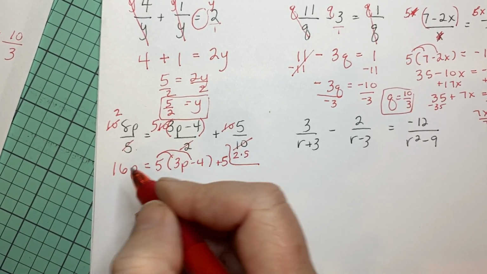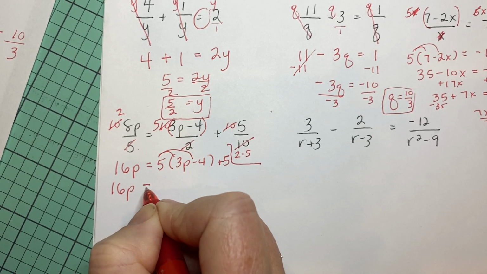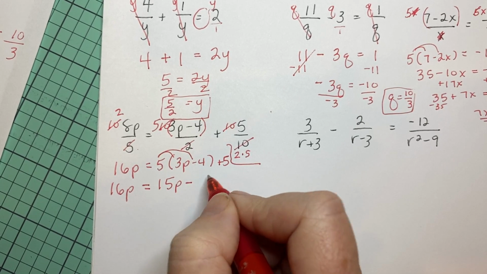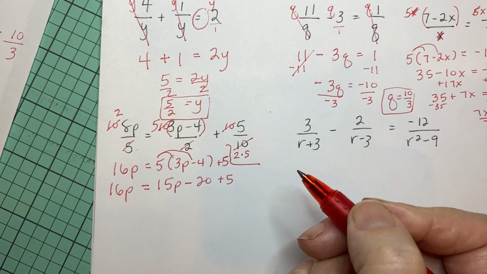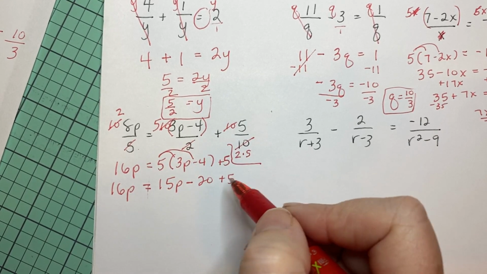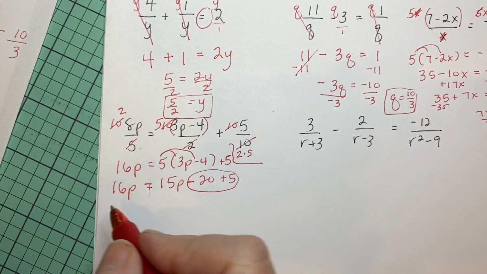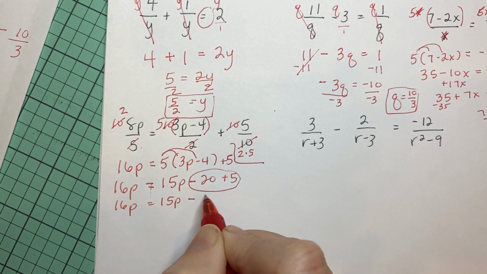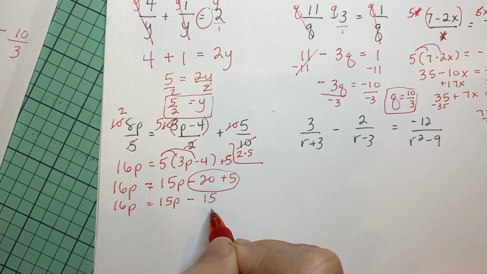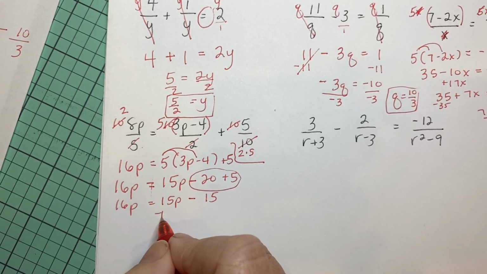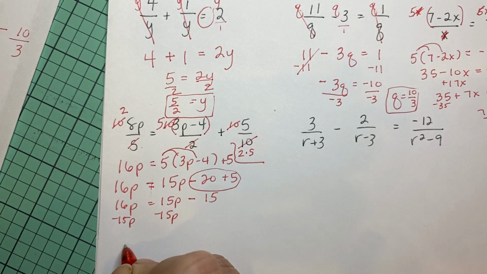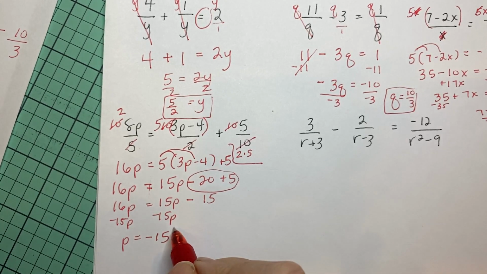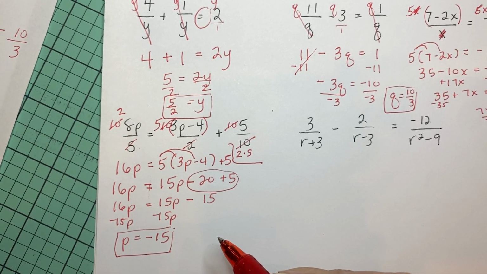Step 2, get rid of my parentheses. So just keep your equal sign where it is. So my equal sign's right there. So 5 times 3 is 15p, minus 5 times 4 is 20, plus 5. Be aware of your equal sign and combine like terms. Because these are on the same side, we can combine those together. So 16p equals 15p minus 15, because the signs are different. Subtract and take the sign of the larger. Move my letter to the left, and I'm left with p equals negative 15. And that's your answer.